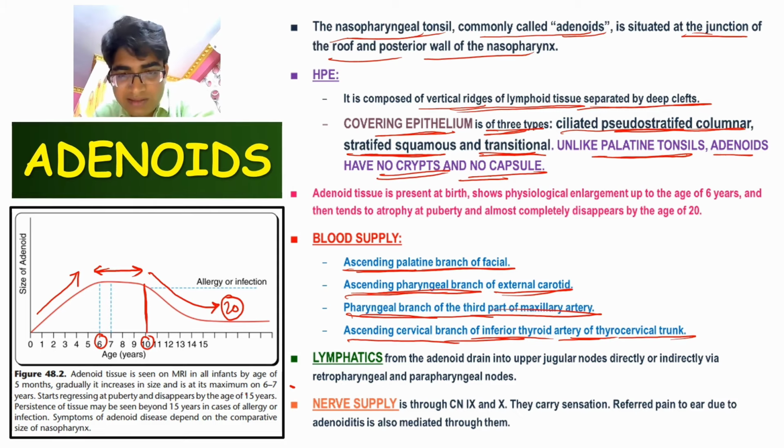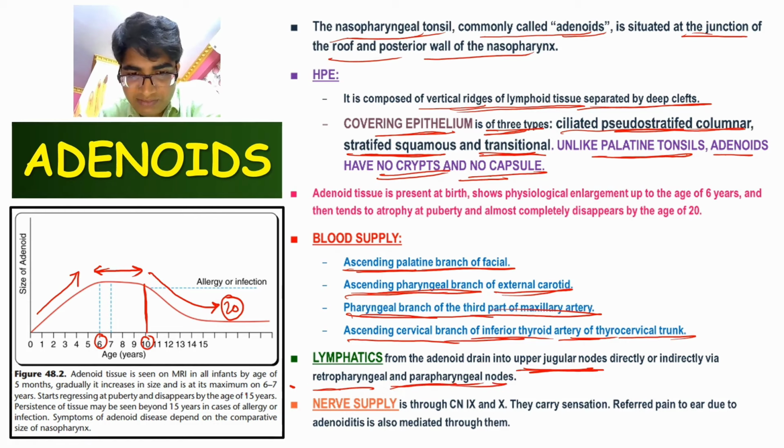Now, the lymphatic drainage. From the adenoid, they drain into the upper jugular nodes directly. Very importantly, upper jugular nodes directly, or even they may go indirectly via the retropharyngeal and parapharyngeal nodes, correct? So this is again of utmost importance: directly into the upper jugular nodes, or indirectly into the upper jugular nodes only via retropharyngeal and parapharyngeal nodes.